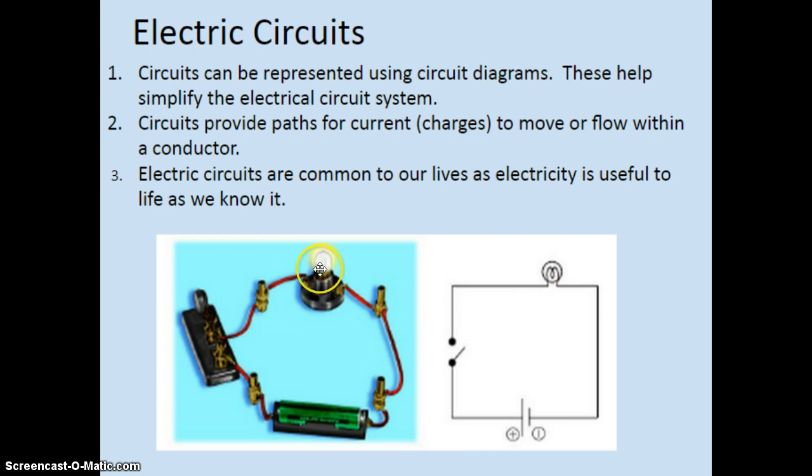So here we have a picture of a light bulb that's lit up. This light bulb that's lit up indicates that electricity is flowing in the form of current through this circuit. Now this is a series circuit. It's traveling in one path or in one direction.